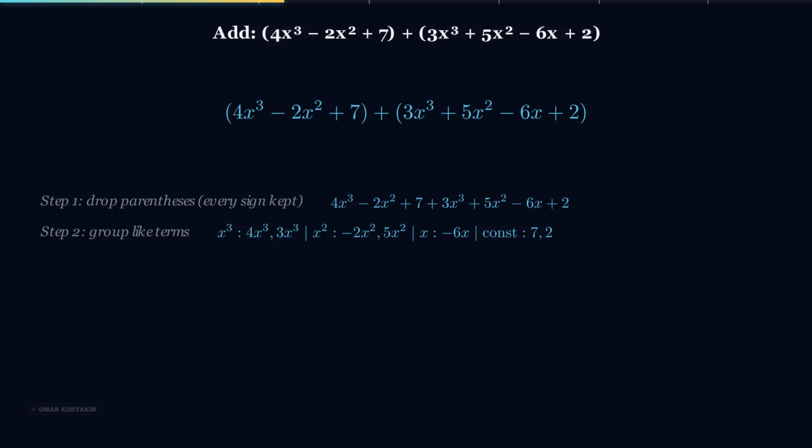Step 2. Group like terms. The x cubed terms are 4x cubed and 3x cubed. The x squared terms are negative 2x squared and 5x squared. The x term is negative 6x alone. The constants are 7 and 2.